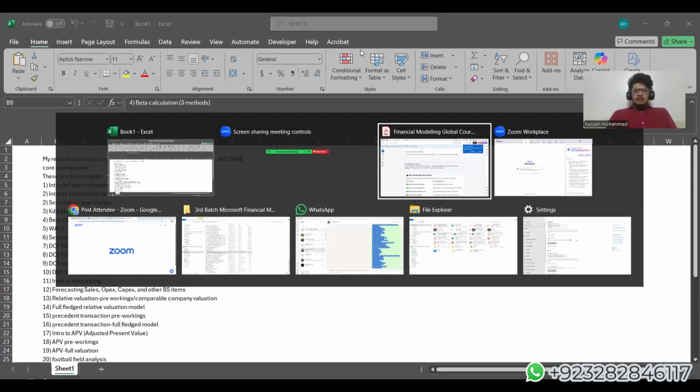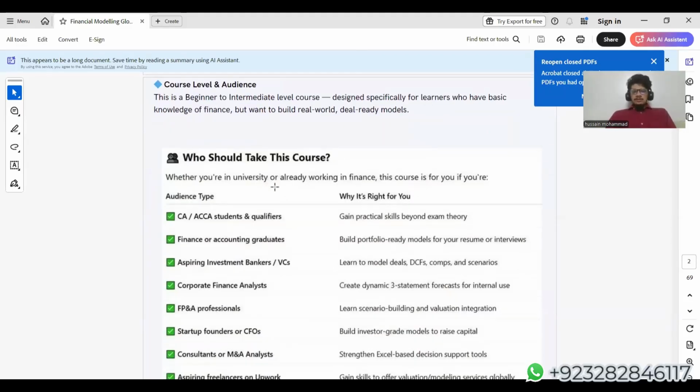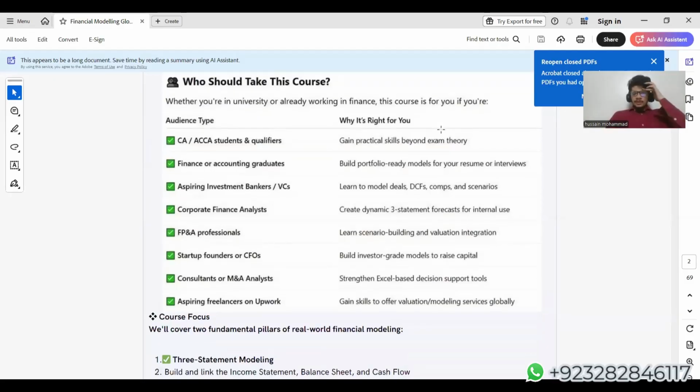And now coming back to the course, who should take this course? Before you deep dive into the course: CA and ACCA students and qualifiers gain practical skills beyond exam theory. Many people in the CA and ACCA field want to go into deal advisory, so they need to learn financial modeling. Financial accounting graduates need to make portfolio-ready models for their resumes or interviews. So for that, they also need to learn financial modeling.